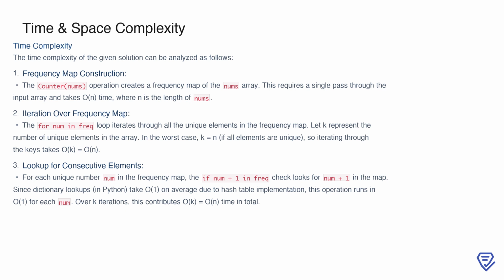Let's denote the number of unique elements in the array as k. In the worst case, where all elements are unique, k would equal n. Thus, iterating through the keys takes O(k), which simplifies to O(n).